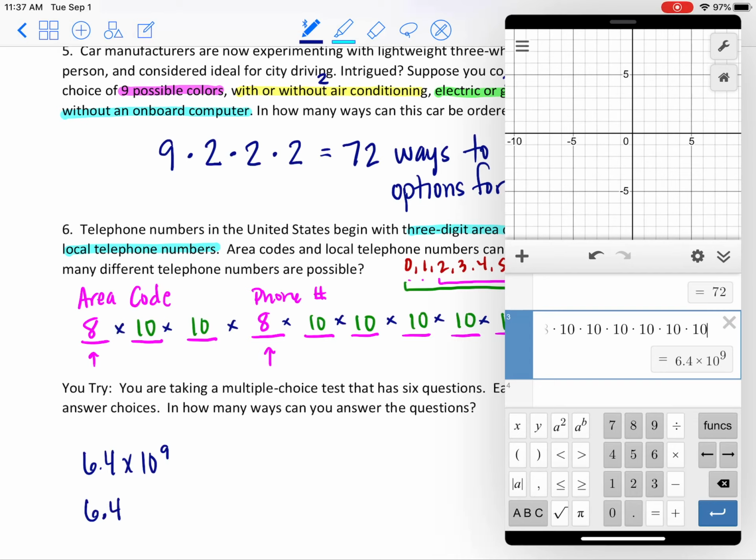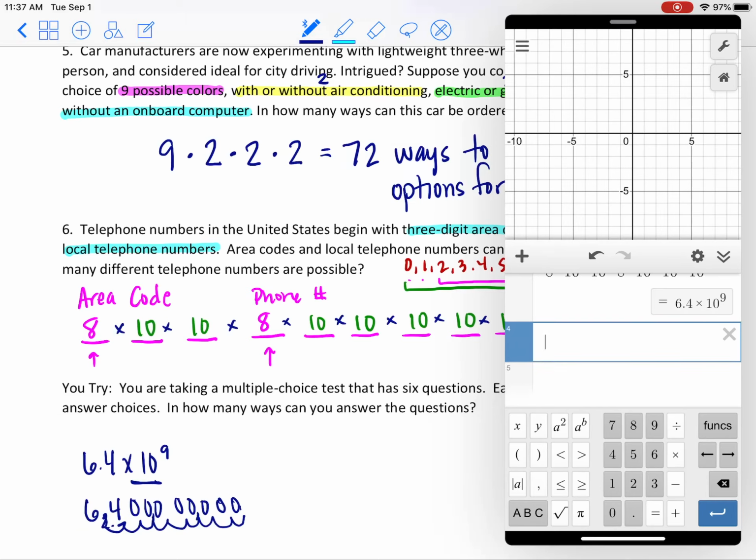So right now the decimal is here. 2, 3, 4, 5, 6, 7, 8, 9. This is saying the decimal should be 1, 2, 3, 4, 5, 6, 7, 8, 9 places over. So let me get rid of this. It should be there, which makes our number really huge. Let's see if I put a comma here, comma there now. We're looking at 6,400,000,000 different phone numbers are possible.